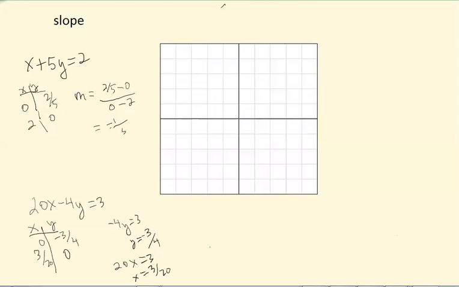Now, if you do the math on this, you're going to get slope is negative 3/4 minus 0 over 0 minus 3 over 20. And this will end up being negative 3/4 times negative 20 over 3, which simplifies to positive 5.